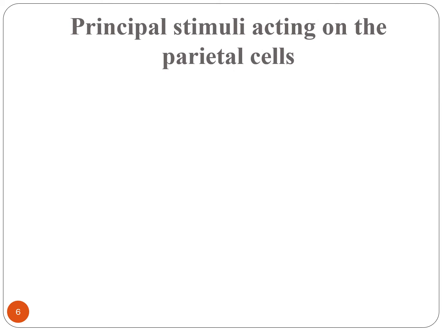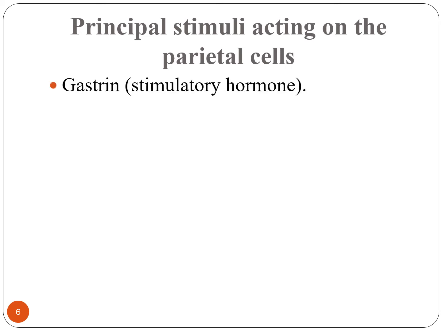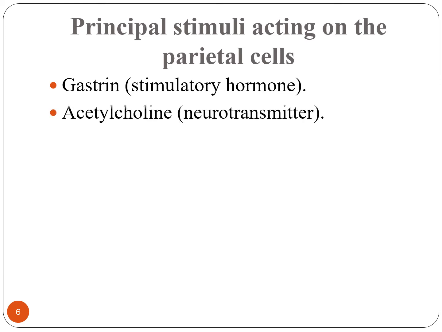What are the principal stimuli that act on the gastric parietal cell? We have three main stimuli that can stimulate gastric acid secretion. First, gastrin. Gastrin is a stimulating hormone that is secreted by the gastric antrum and part of the duodenum. Because it is a hormone, it is secreted into the blood and circulates with the blood to the gastric parietal cell, to stimulate HCl secretion through the gastrin receptor.